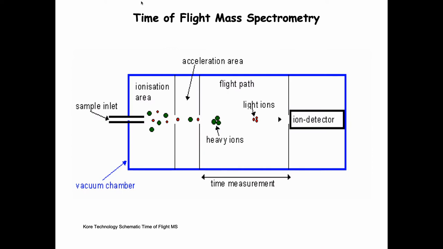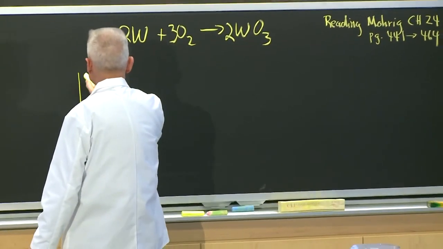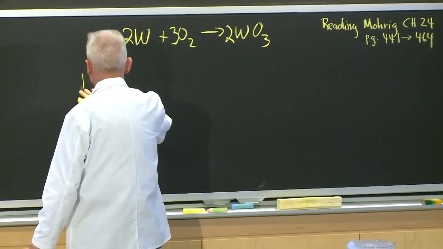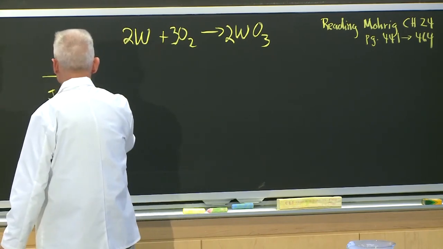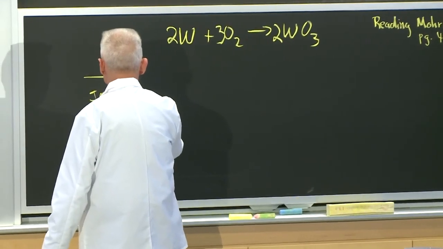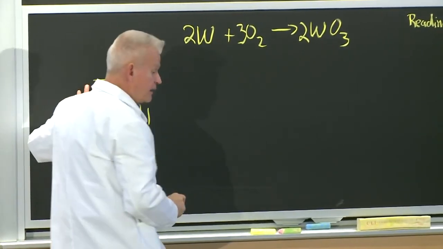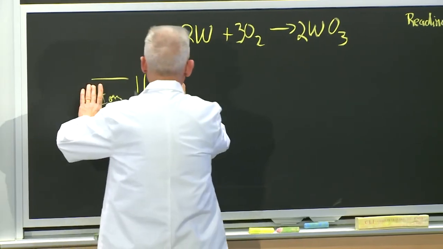Time of flight. This is actually one of my favorites. There are a couple advantages to this. One is it has almost an unlimited mass range. The second advantage is you can do very small amounts of sample with this. So what happens in time of flight is your samples get ionized in the ion source here. They get ionized similar to all the other mass spectrometers.